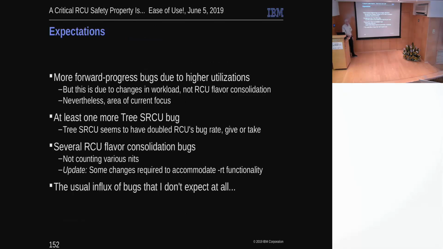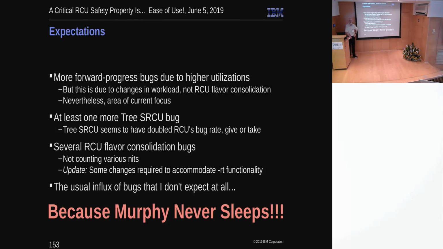Okay, so expectations: we're probably going to find forward progress bugs, at least another 3 RCU bugs, some consolidation bugs, and the usual influx of bugs I don't expect because they're from old code, because Murphy never sleeps. But this is kind of a reactive posture. I'm waiting for bugs to show up. That's kind of ridiculous. I'd like to be more proactive.